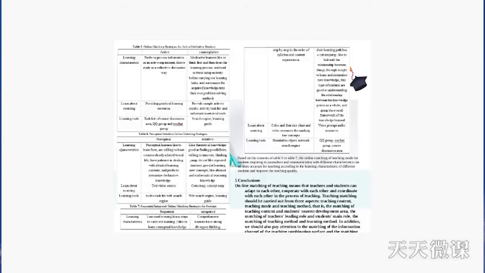Conclusions. Online matching of teaching means that teachers and students can adapt to each other, cooperate with each other and coordinate with each other in the process of teaching. Teaching matching should be carried out from three aspects: teaching content, teaching mode and teaching method. That is, the matching of teaching content and students' nearest development area, the matching of teachers' leading role and students' main role, the matching of teaching method and learning method. In addition, we should also pay attention to the matching of the information channel of the teaching combination surface and the matching of the teaching assistant equipment with the student's operation level.